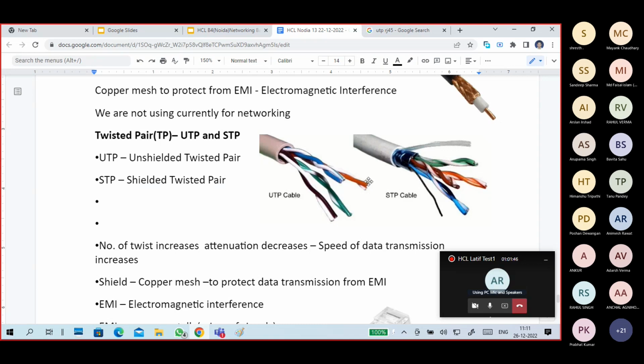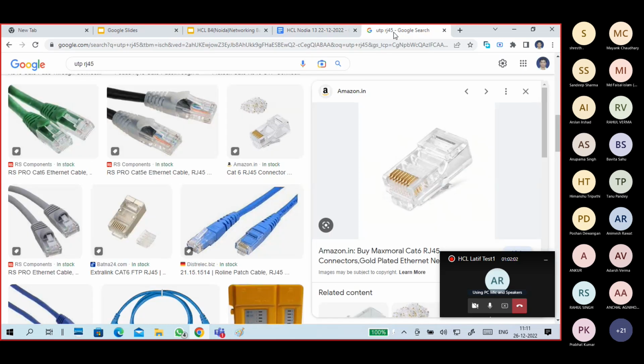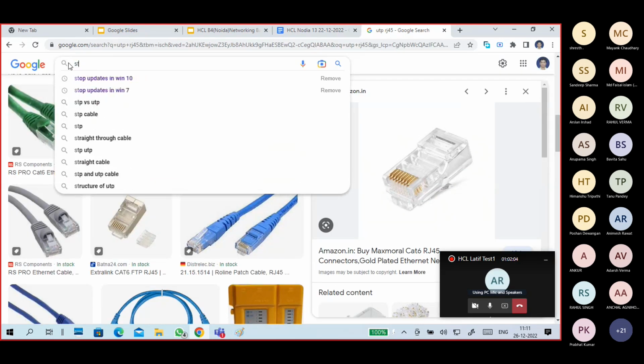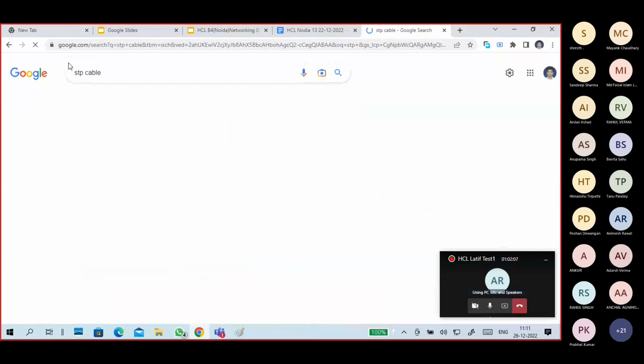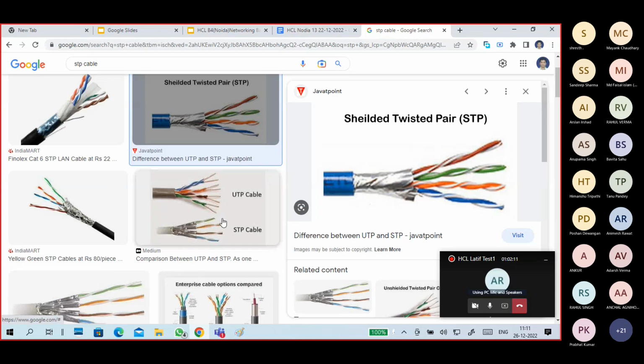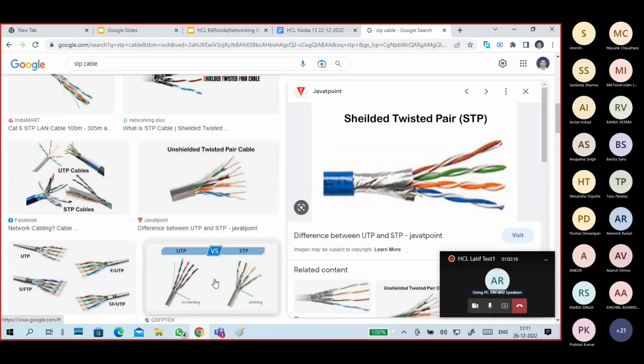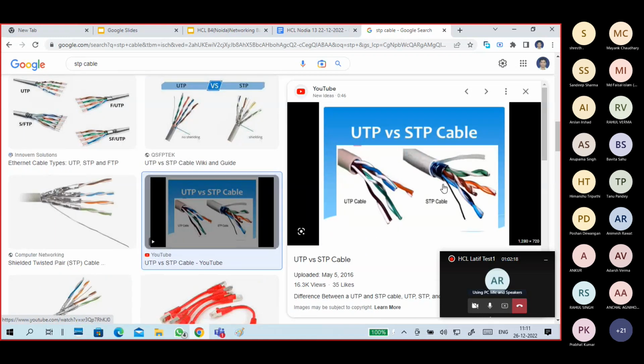Orange also you can see, blue also you can see, the blue wire and the white blue wire are there. So this is UTP and STP. The difference is STP has a shielding. If you see the original cable, it has certain shielding in it. Why shielding? Again, it is used to protect from electromagnetic interference.